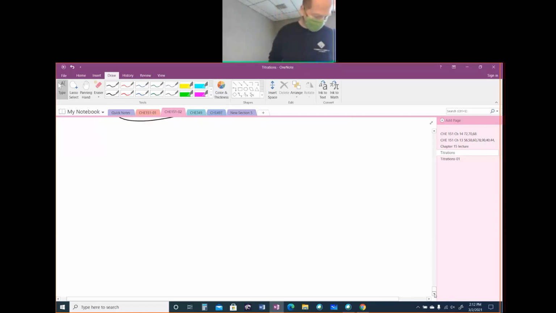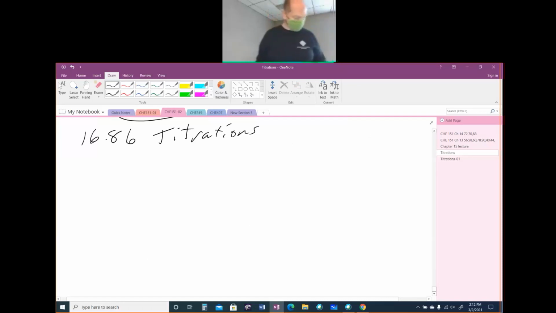All right, the next one is titrations. So we're starting the titrations, 16.86. All right, so in our starting titration problem, it says, what is the pH of a solution in which 35 mL of 0.1 molar NaOH is added to 25 mL of 0.1 molar HCl?